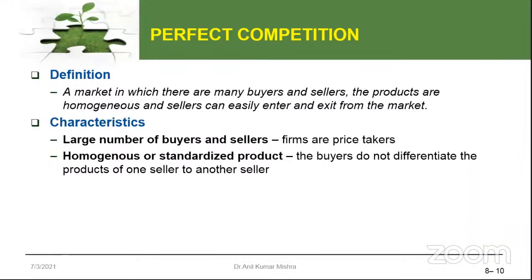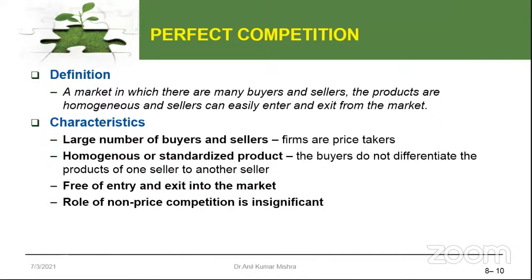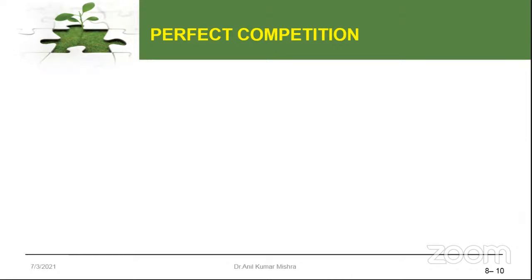Okay. The next concept is free entry and exit. There are no restrictions on entry and exit. Then the role of non-price competition is insignificant. In this case, as the producer produces a homogeneous type of product and all the products are identical in nature, there is no such price competition taking place.